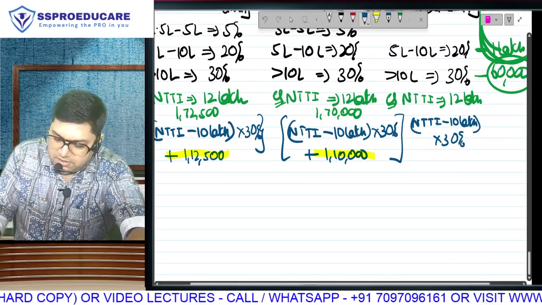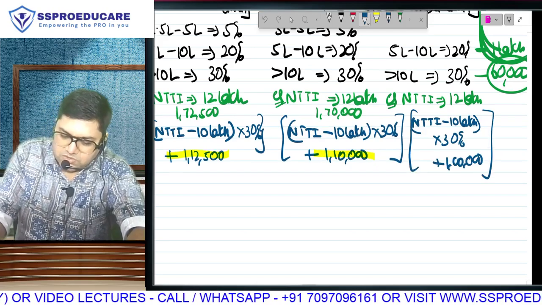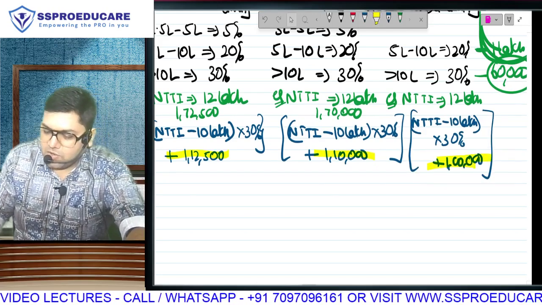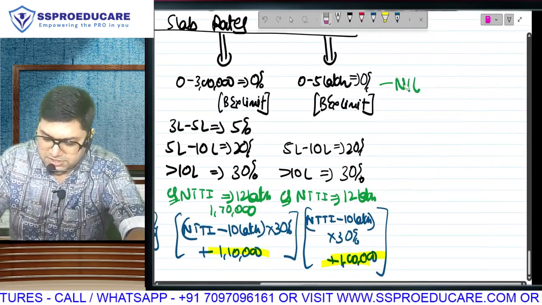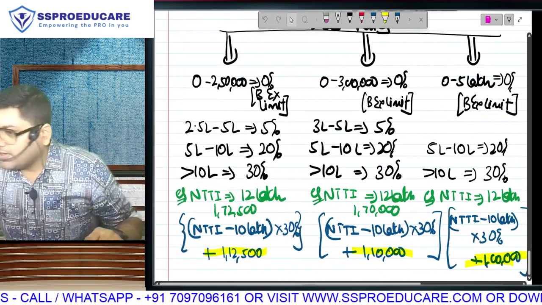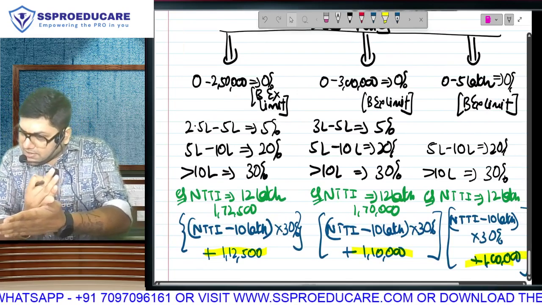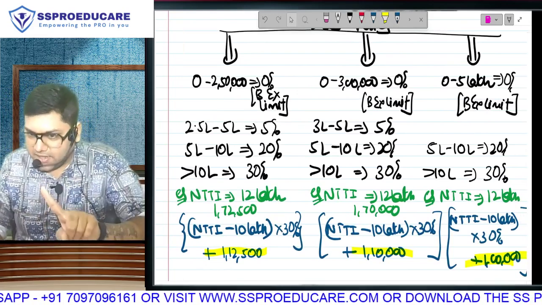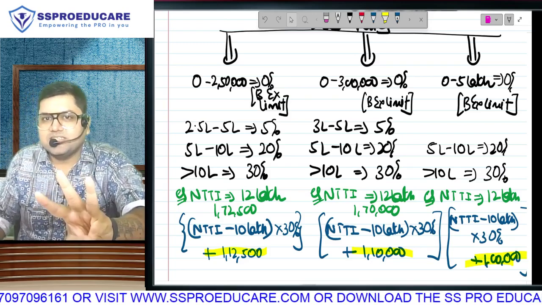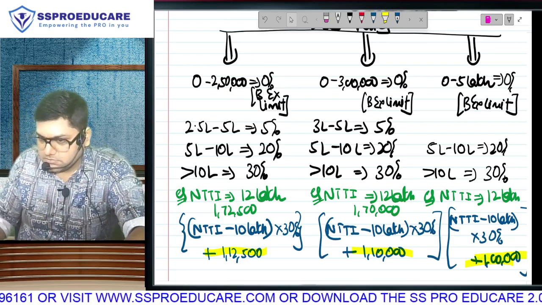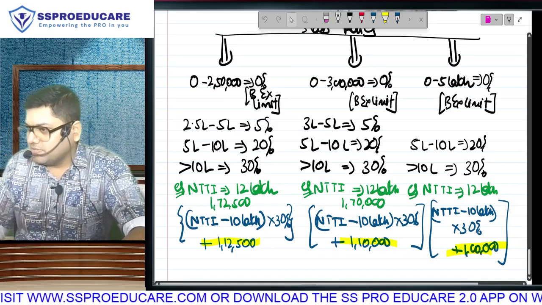Into 30% plus 1 lakh. So at the end of it, all you have to do in the old regime for individuals is take the net taxable total income, subtract 10 lakh, and multiply by 30%. Till that calculation, everything is same. Then on that amount, you add category A, 1 lakh 12,500, category B, 1 lakh 10,000, and category C, 1 lakh, and that's it. This is how tax will be calculated under the old regime for individuals.